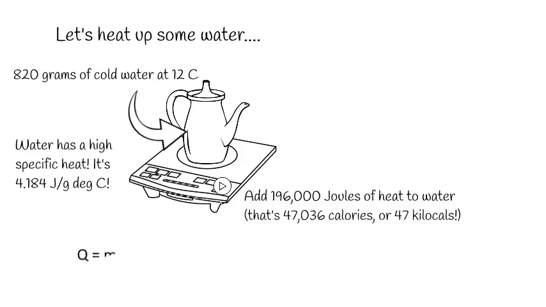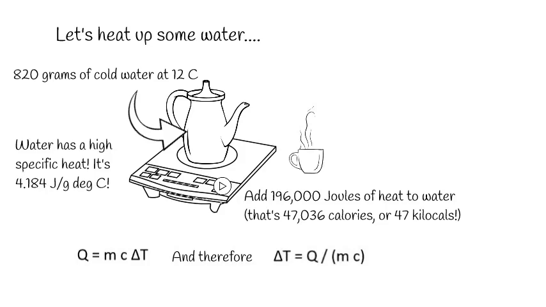If I put 196,000 joules of heat into this water, how hot will it be? Well, Q equals mc delta T, so we can solve that for delta T, the change in temperature. Delta T is Q over mc.